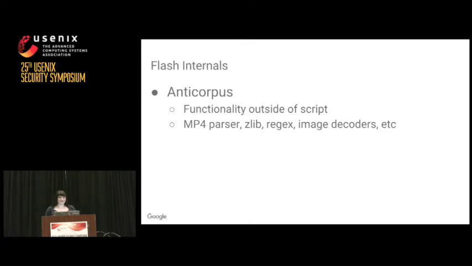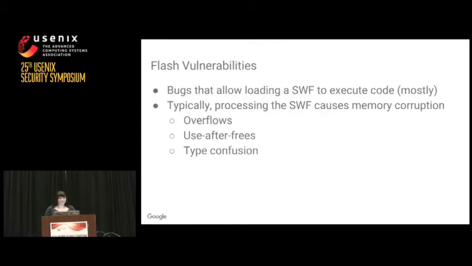And the final portion of Flash is what we like to call the anti-corpus. This is the functionality outside of script, things like the MP4 parsers, regex, image decoders, all that stuff. So when I talk about Flash vulnerabilities, what sort of vulnerabilities tend to happen in Flash? The most common one, as I said, is bugs that allow a loaded SWF to execute code. And typically these are memory corruption bugs, though there have been others.